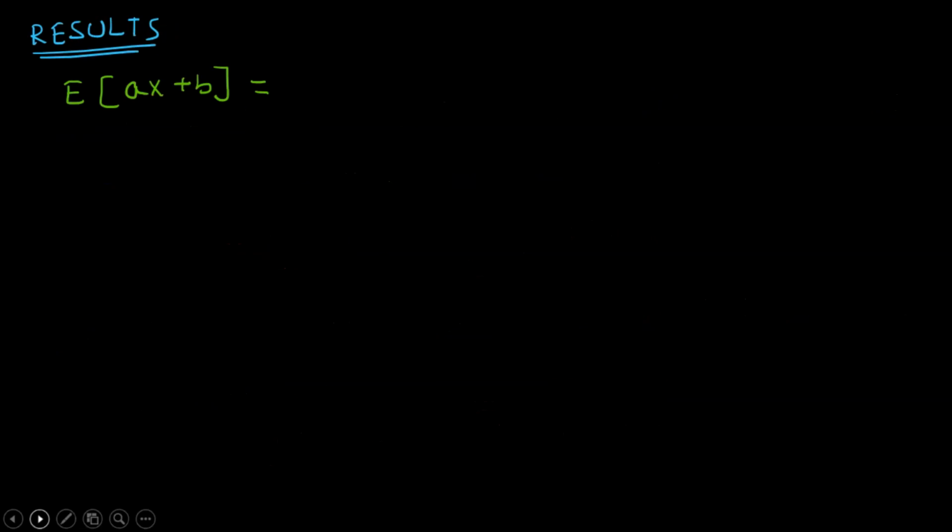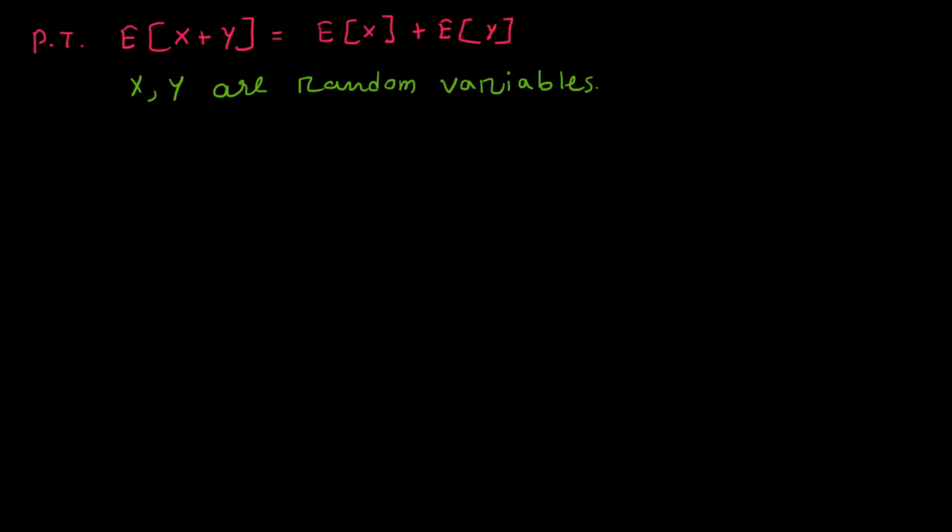Moving ahead, if the expectation of ax plus b is to be found out, then it is equivalent to a times the expectation of x plus b. This is an exercise for you to find. Similarly, when you are discussing the two variables case, the expectation of x plus y is equal to the expectation of x plus the expectation of y. This can be proved easily using the definition that we have, that is x into p of x.